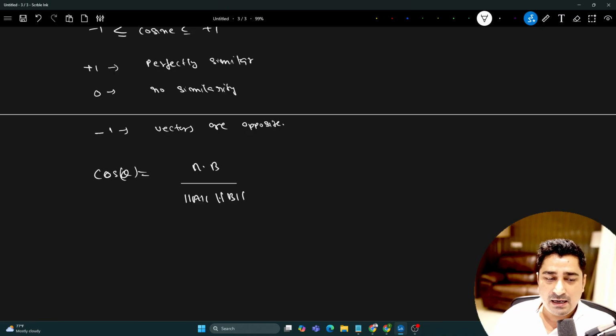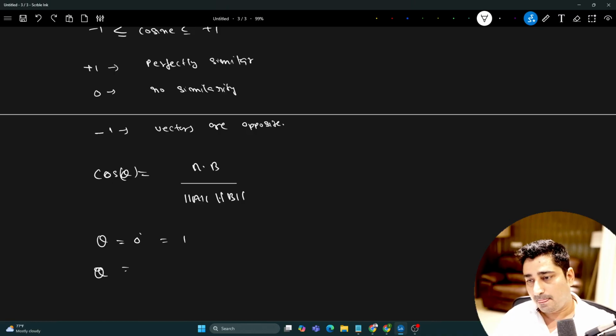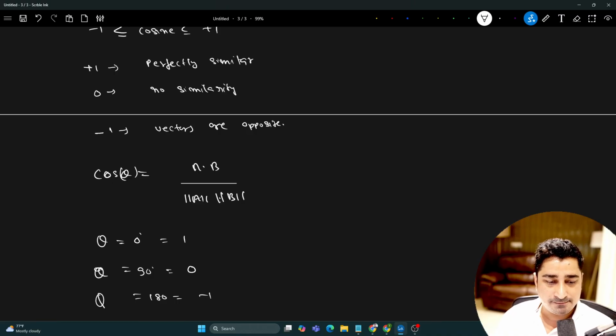So here, I'm trying to explain angle wise. If theta is equal to 0 degrees, in that case the value is 1. If theta is equal to 90 degrees, in that case the value is equal to 0. And if theta is 180 degrees, in that case it is going to be -1. Simple, right? Every time you will be able to get a result between 1 and -1.